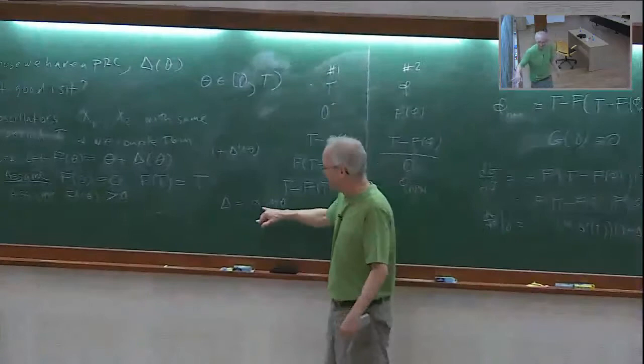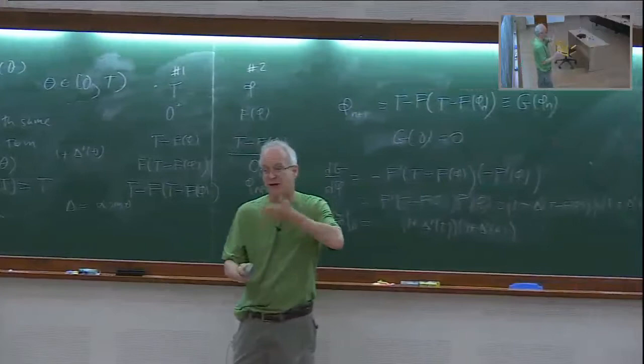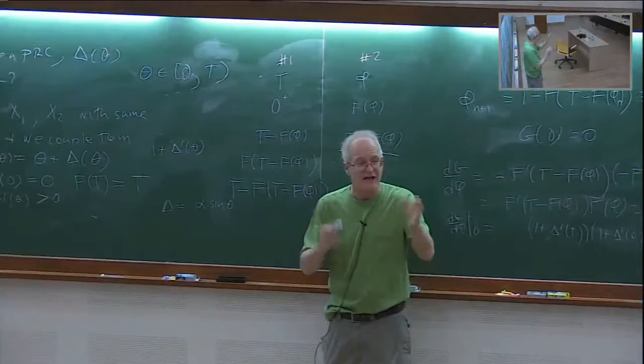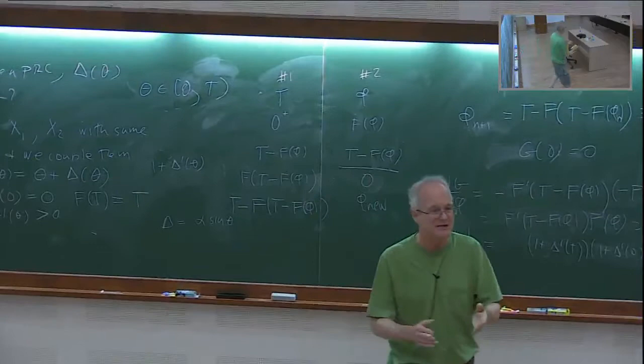Try plotting this g of phi, and you'll see that there's another equilibrium point that's somewhere close to, if you use sine, somewhere close to pi. Okay? That's the antiphase solution. What I mean by antiphase, it means that we alternate, okay?